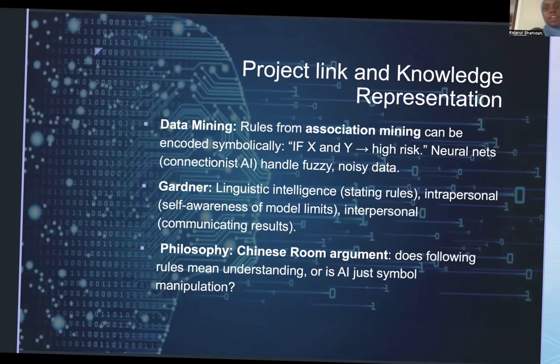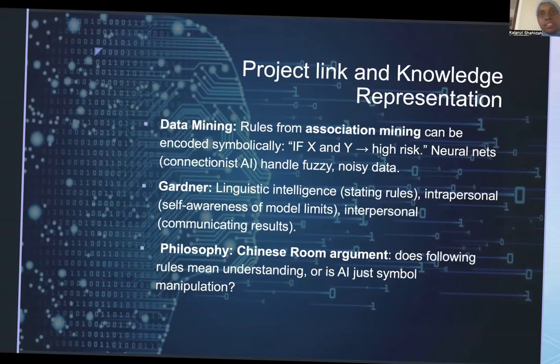Then data mining, we shall talk about association mining. Rules from association mining can be encoded symbolically. You can say, if this child has this symptom, then that means this child is at a high risk of autism. Then neural nets can handle fuzzy, noisy data. That's why I was saying they make it easy and faster for the systems.